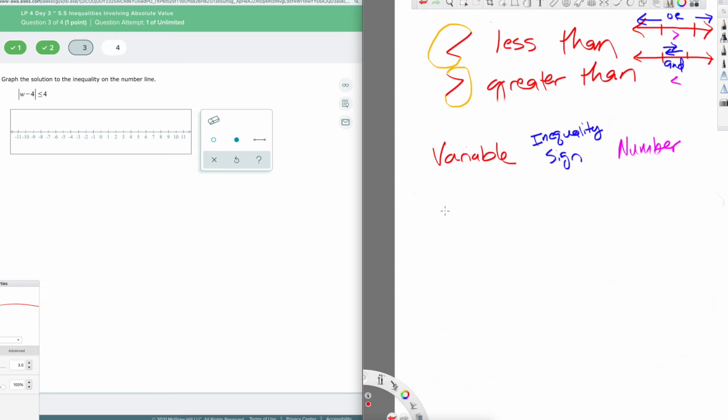So what I want to do, I still want to do case 1, and I want to do case 2. Remember, the easy way to think of that is we're going to the right, which is positive. We're going to the left, which is negative. So I have W minus 4. And what this means is I'm moving 4 units from 0, and that's where my midpoint's going to be to start with. And it's going to be less than or equal to 4.